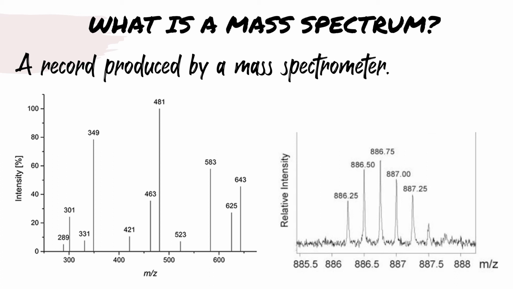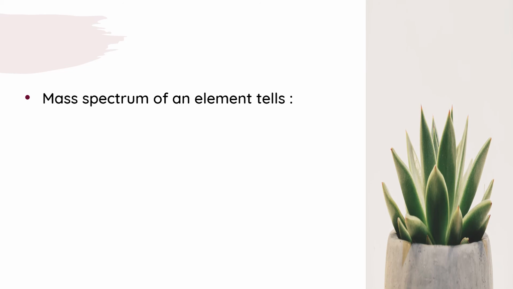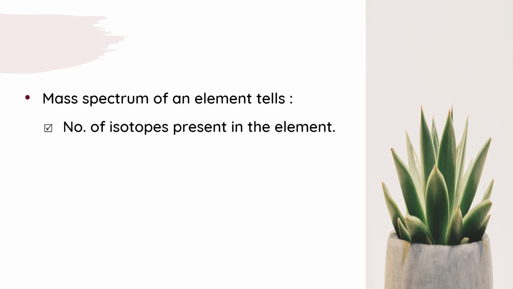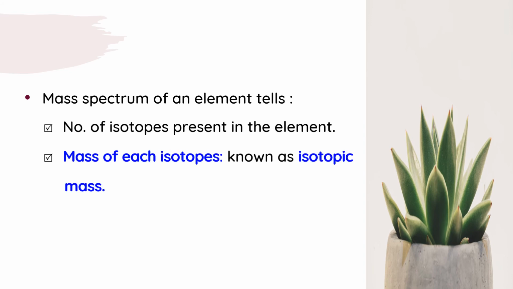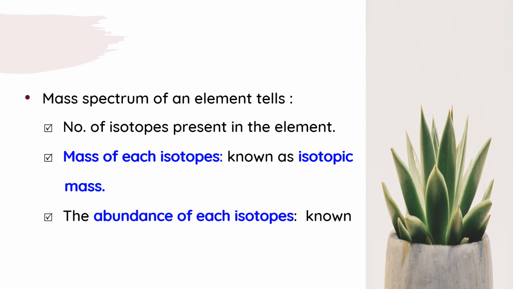What is a mass spectrum? A mass spectrum is a result recorded by the mass spectrometer. Mass spectrum of an element tells the number of isotopes present in the element, the mass of each isotope, which we call isotopic mass, and it also tells the abundance of each isotope, which is known as isotopic abundance.